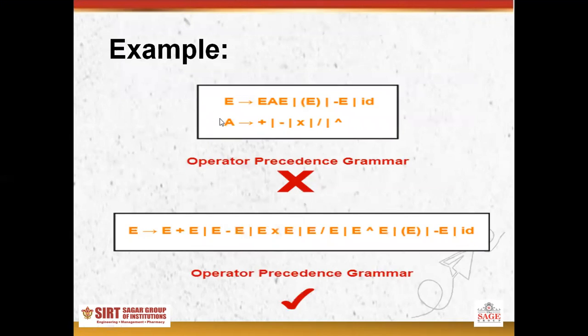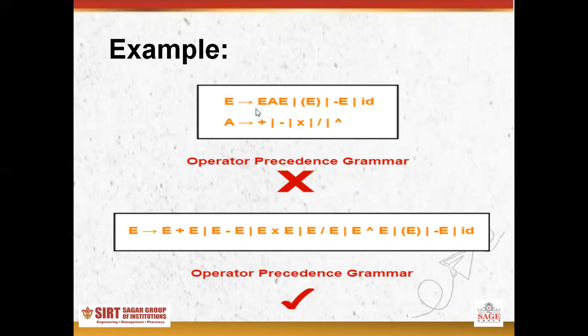In the first example, when a variable derives three variables continuously, which do not have a terminal in between them, this is not an operator precedence grammar. So we can convert this grammar into operator precedence grammar with the help of the next production and its terminals. See how we can convert it.